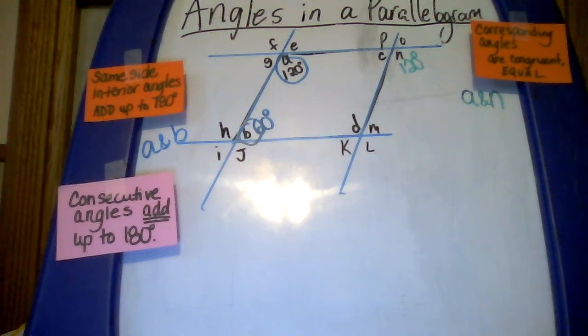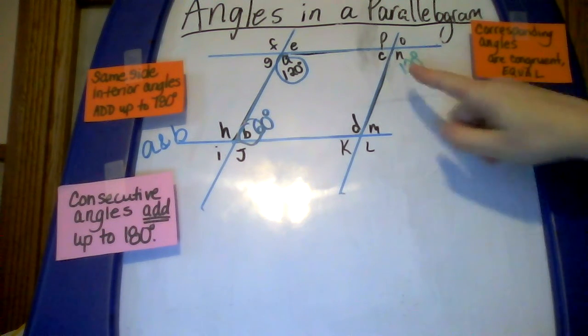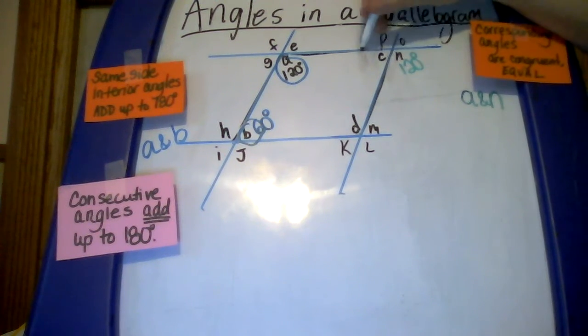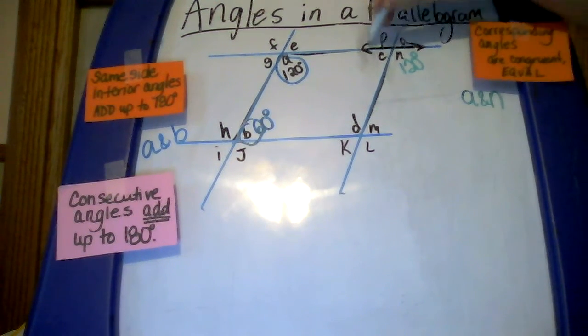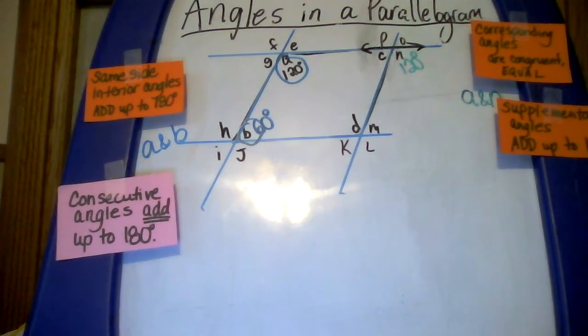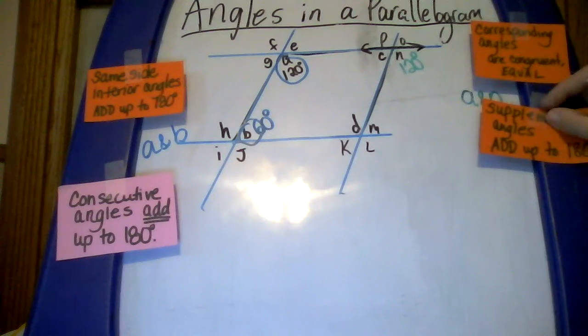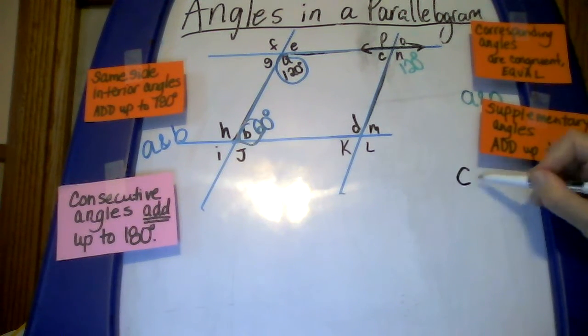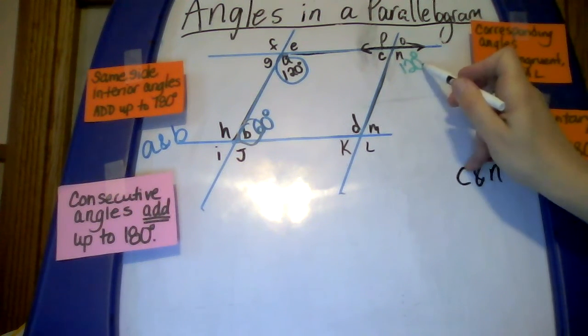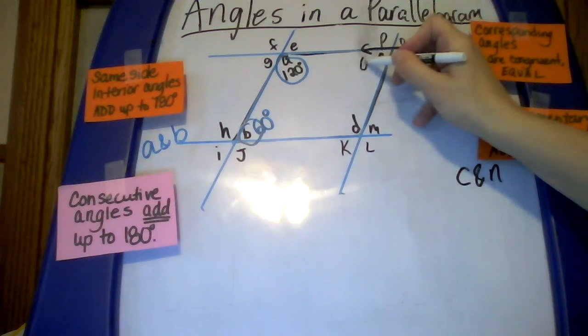Next, we know angle C is supplementary to angle N. They're along a straight angle right here. So since they're supplementary angles, we know supplementary angles add up to 180 degrees. So therefore C and N are supplementary angles. They add up to 180. So 60 plus 120 adds up to 180, so C must be 60 degrees.